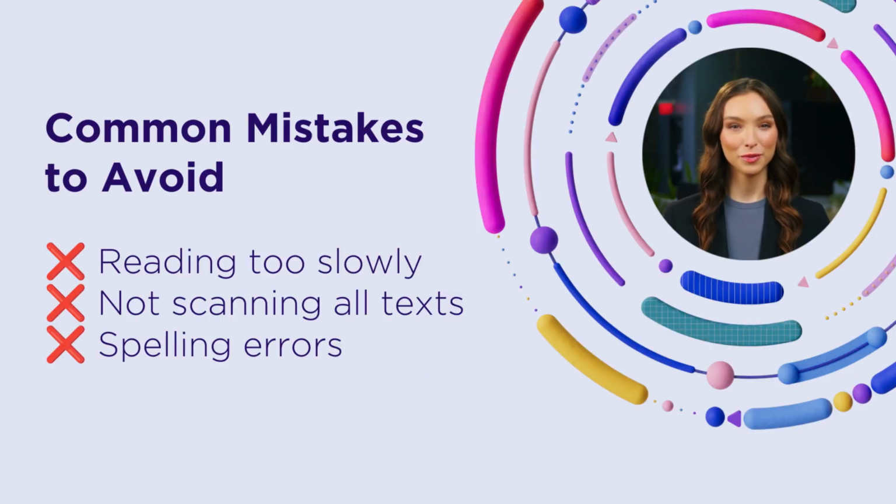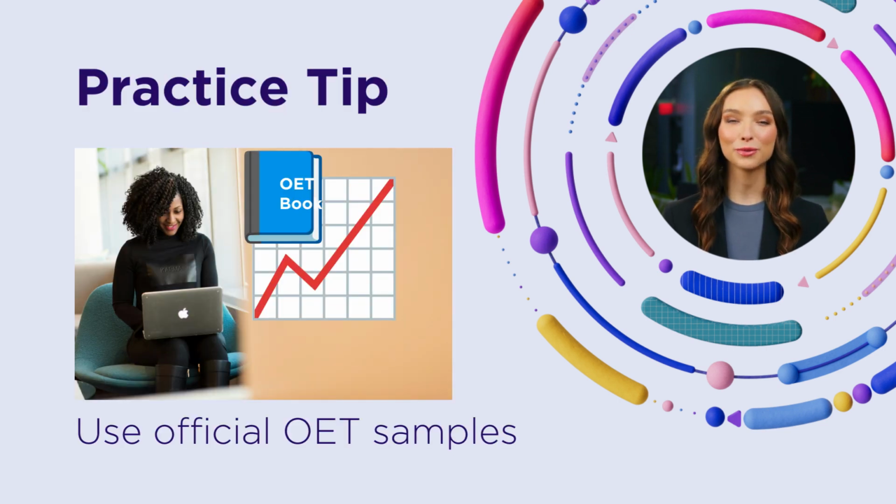Avoid reading word for word. You don't have time. Always scan all texts and copy words exactly. Spelling mistakes can make an answer wrong. The best way to improve is to practice with official OET materials. Scan, find keywords, and answer quickly. This will make you faster and more confident.